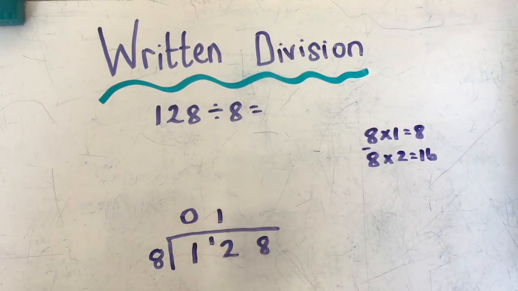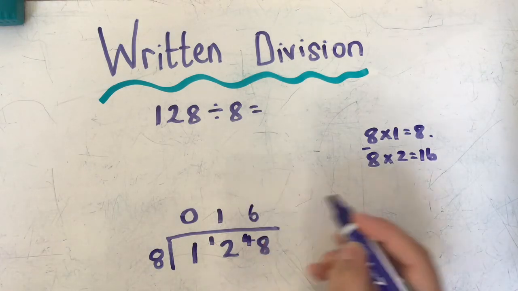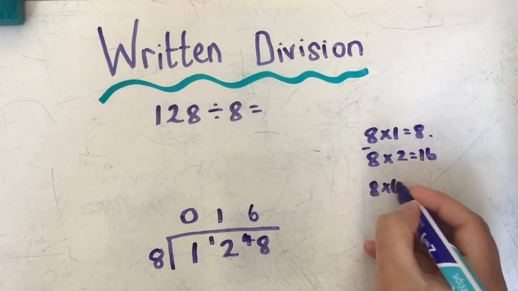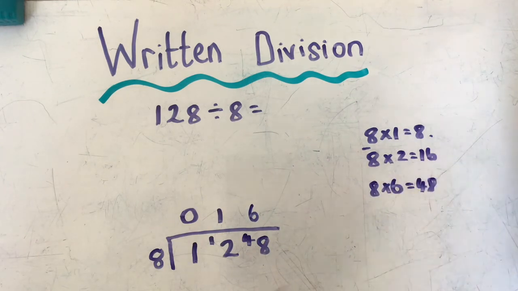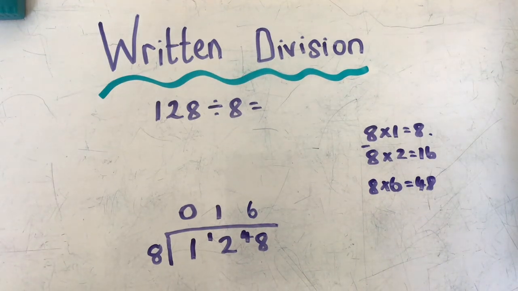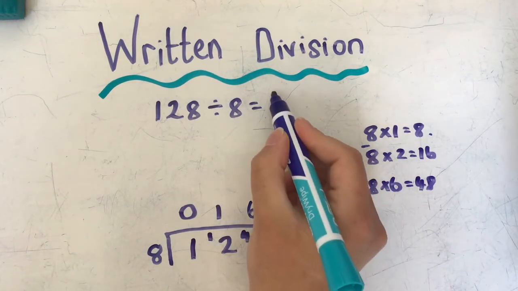So we put a 1 above it, and then we need to work out the difference between 8 and 12, which is 4. And then finally, we need to work out how many times 8 goes into 48, which is 6. 8 multiplied by 6 equals 48. So our answer to 128 divided by 8 is 16.